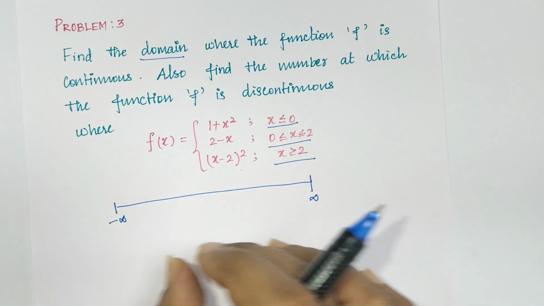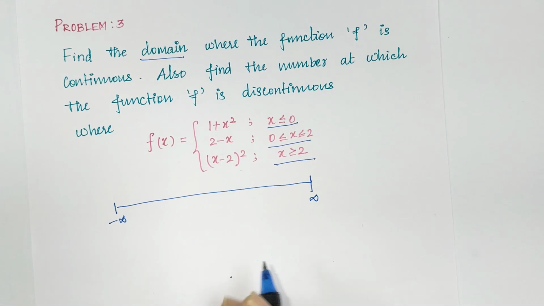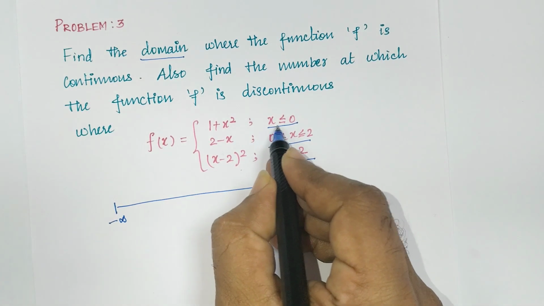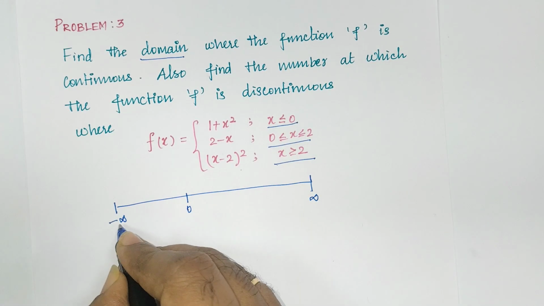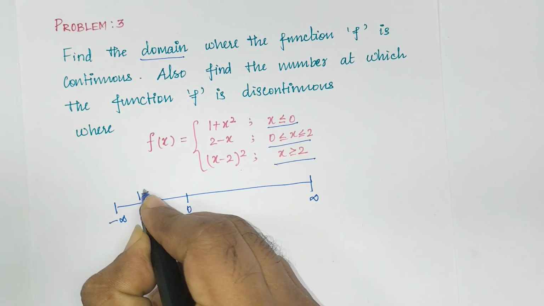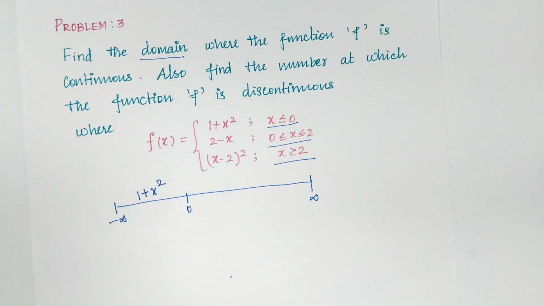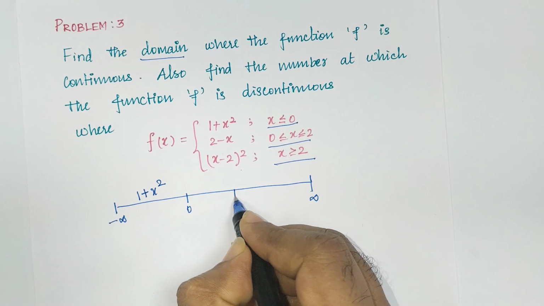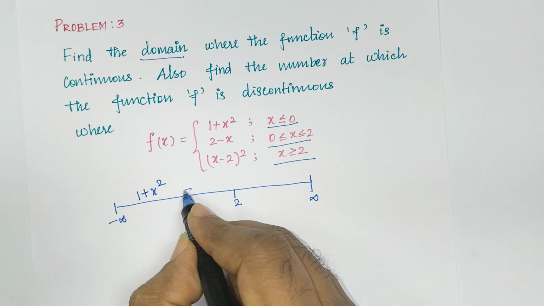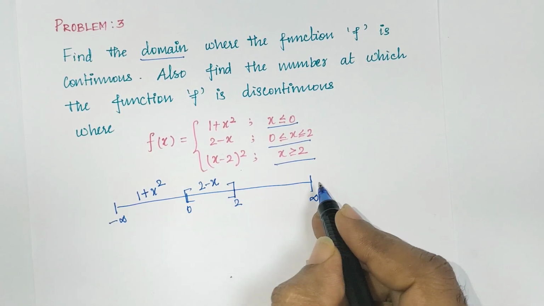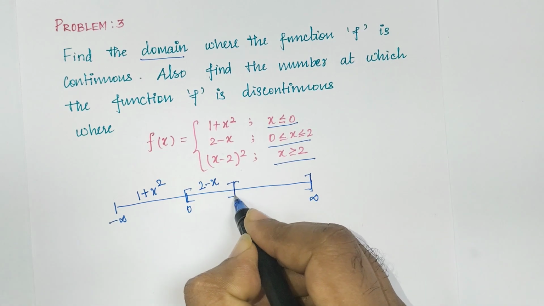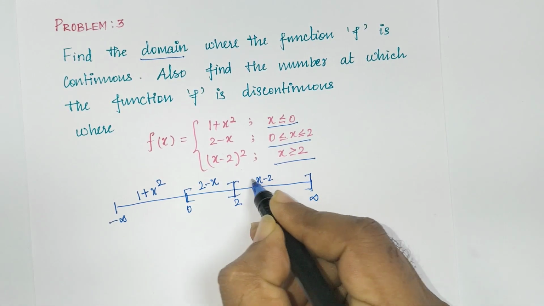Okay, identify the limits, identify the functions, left hand side, right hand side, then you can start to solve the problem. Very simple one. Here I'll start with the 0. For x less than or equal to 0, that means minus infinity to 0, your function is 1 plus x square. And from 0 to 2, your function is 2 minus x. And from 2 to infinity, your function is (x minus 2) whole square.